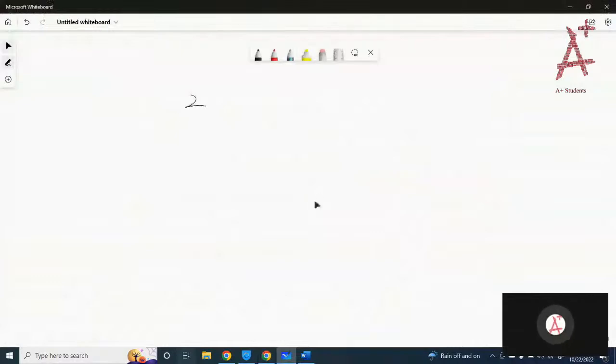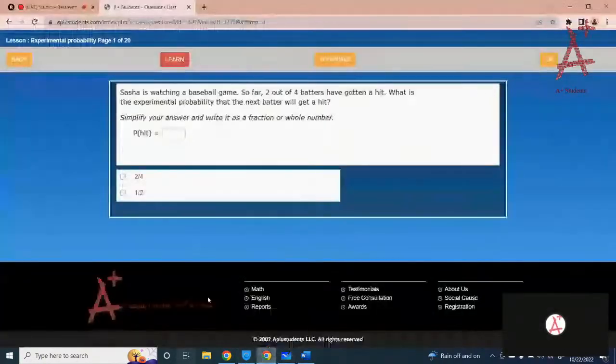2 over 4. Write the answer in the lowest form. So divide them with the largest number that can divide both numerator and denominator. It would be 2. 2 times 1 is 2 and 2 times 2 is 4. So it is 1 over 2. Got it? So just select the correct option and then click on the OK button.